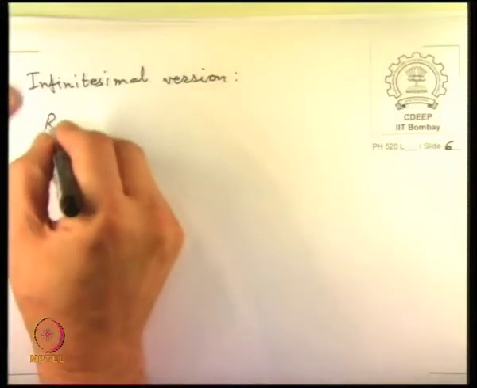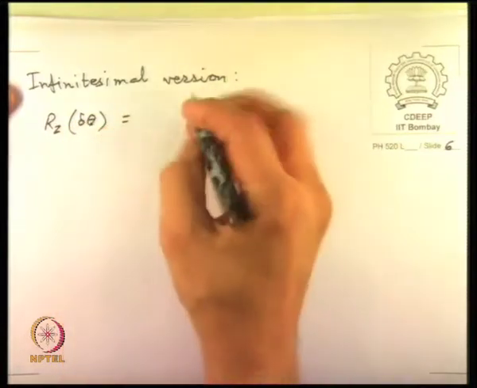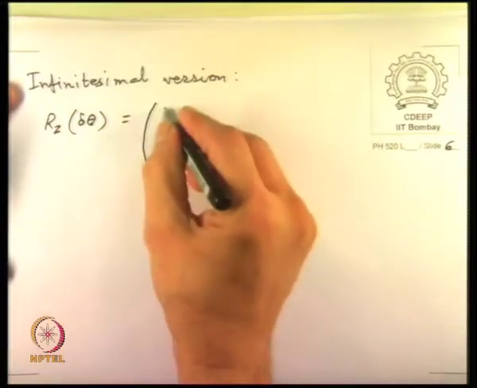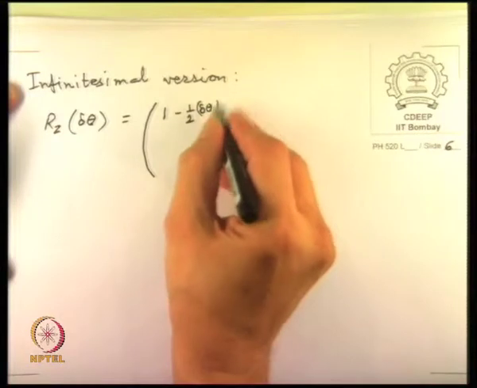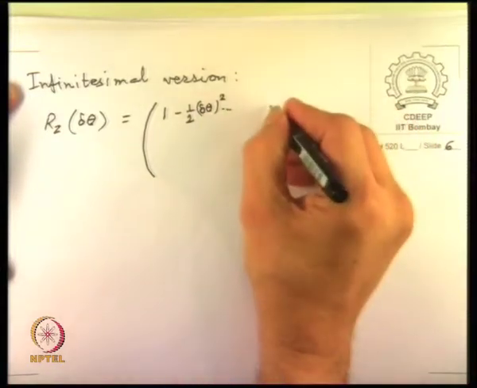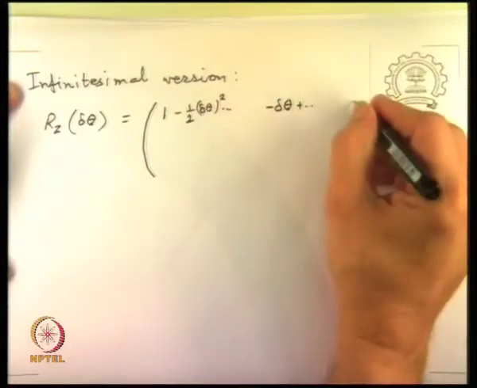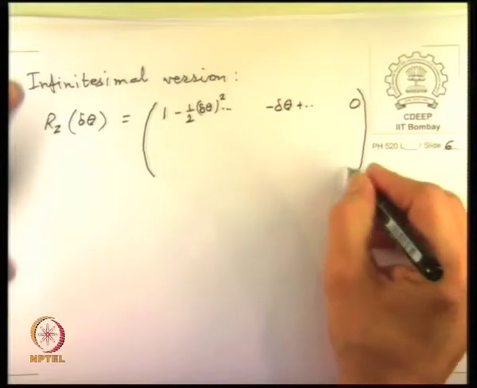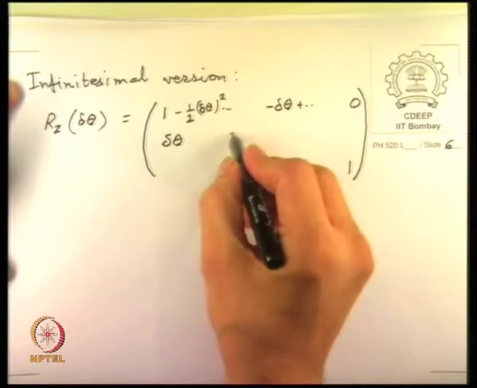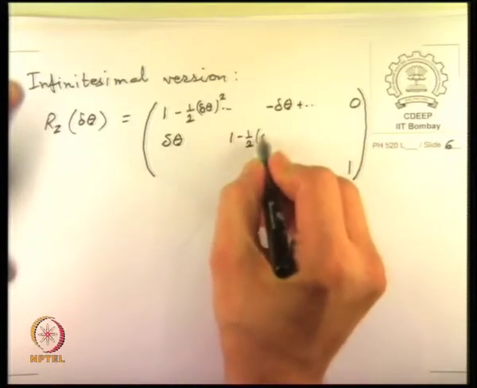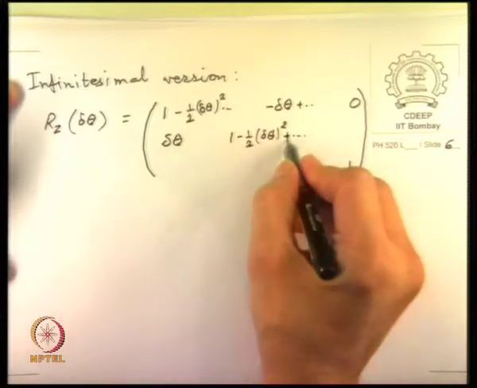So, Rz: if I have a small angle delta theta, cosine becomes 1 minus a half delta theta squared, dot dot dot. Then the minus sin theta becomes minus delta theta plus dot dot dot, 0. Then 1, then delta theta, which remains the same, 1 minus a half delta theta squared dot dot dot, and 1, 0, 0.